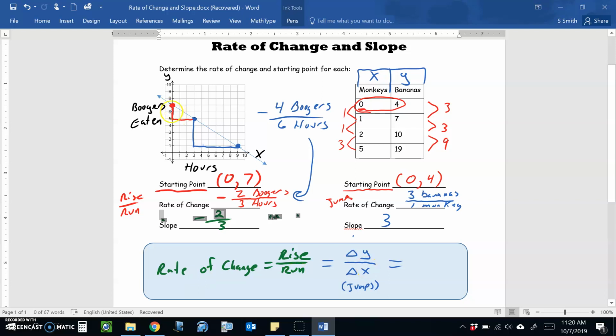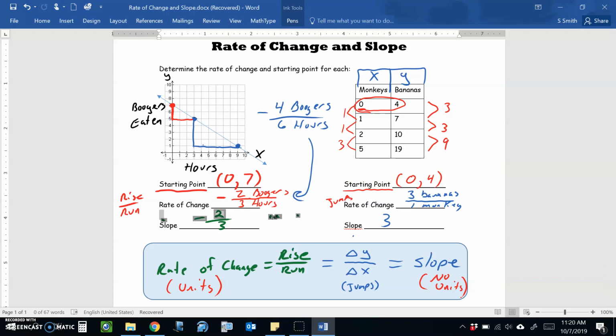Check this out. Look, rise, what's changing? The y is changing. The run, what is changing? The change in x. Rise is the change in y. Run is the change in x. And all of this is the same thing as slope. The one thing that's different is that rate of change has units. Boogers per hour. Bananas per monkey. Whereas slope has no units. But all of these things tell the same thing in different ways.